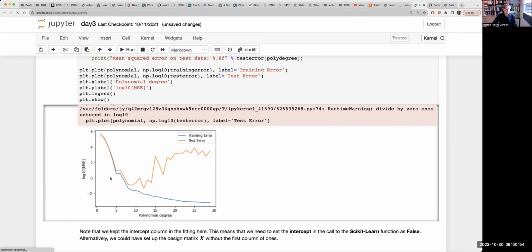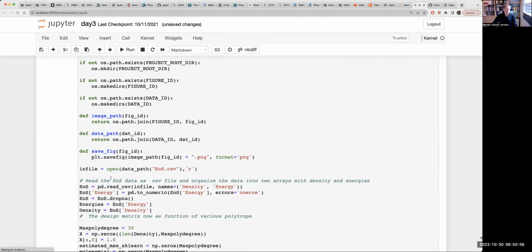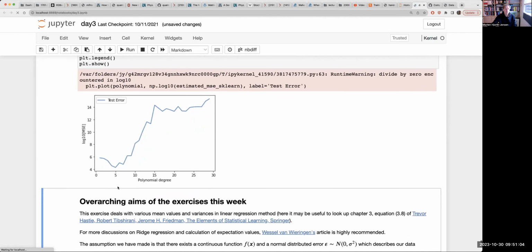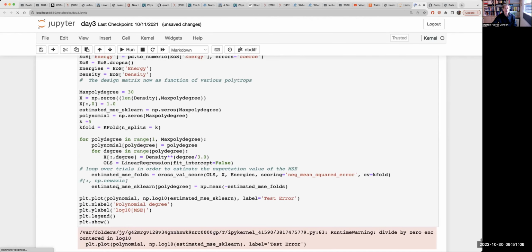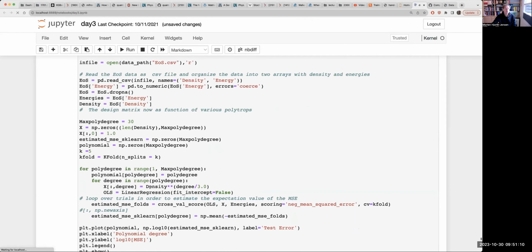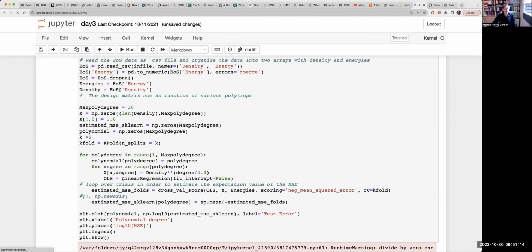But you see now that the test error is a little bit higher. So it's in a log scale here. So we're still having a pretty large test error here. So these are typical examples which you can run with cross-validation. So here I'm just using ordinary least squares. And I am using the cross-validation optionality which you have in scikit-learn here.